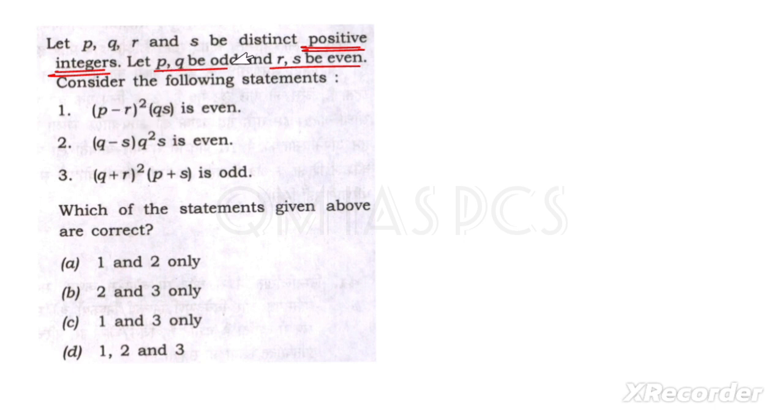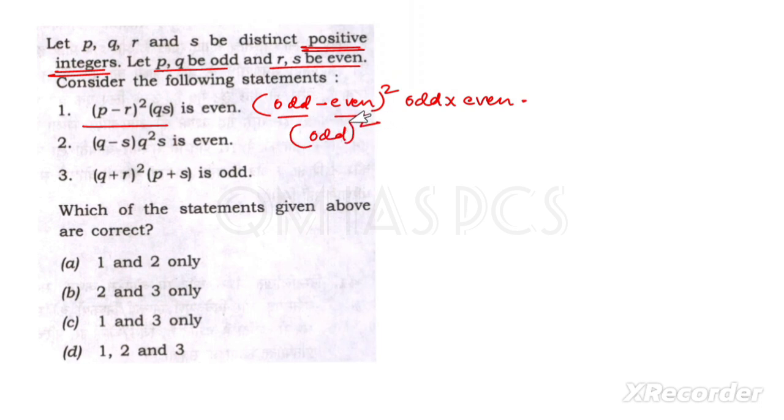So pq is odd, rs is even. Here is p minus r: p is odd, r is even. Then the whole square, and q multiplied by s, that is odd multiplied by even. Now tell me, odd minus even, what is the value? Whenever you subtract an even number from an odd number, it will always be odd, and odd square is always odd. There is no doubt in this. So odd square is odd, and here is odd multiplied by even. Now tell me what is the value.